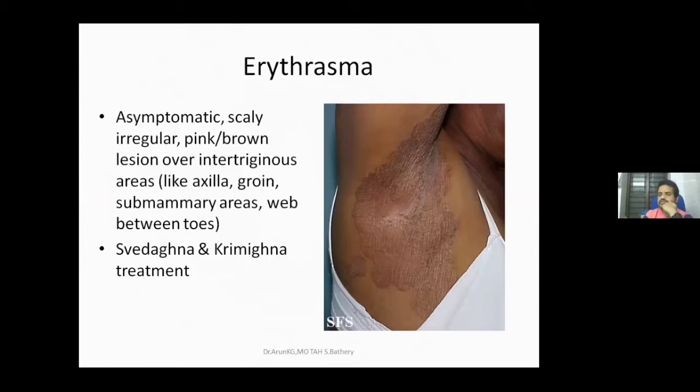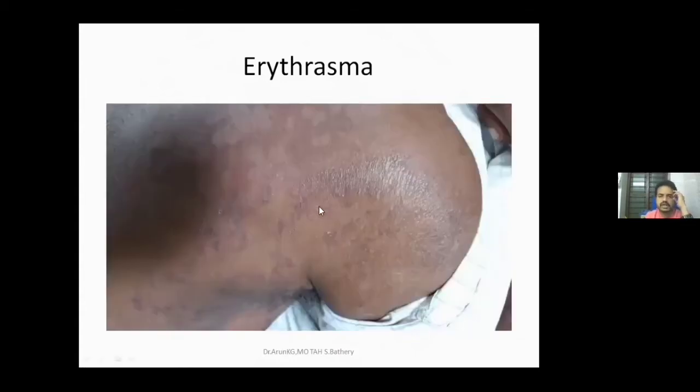What we have to instruct them is that it will take time for complete resolution. For resolving the lesion, it will take time. So this medicine they have to continuously apply. In this case, both the pityriasis versicolor and erythrasma combinedly happen.